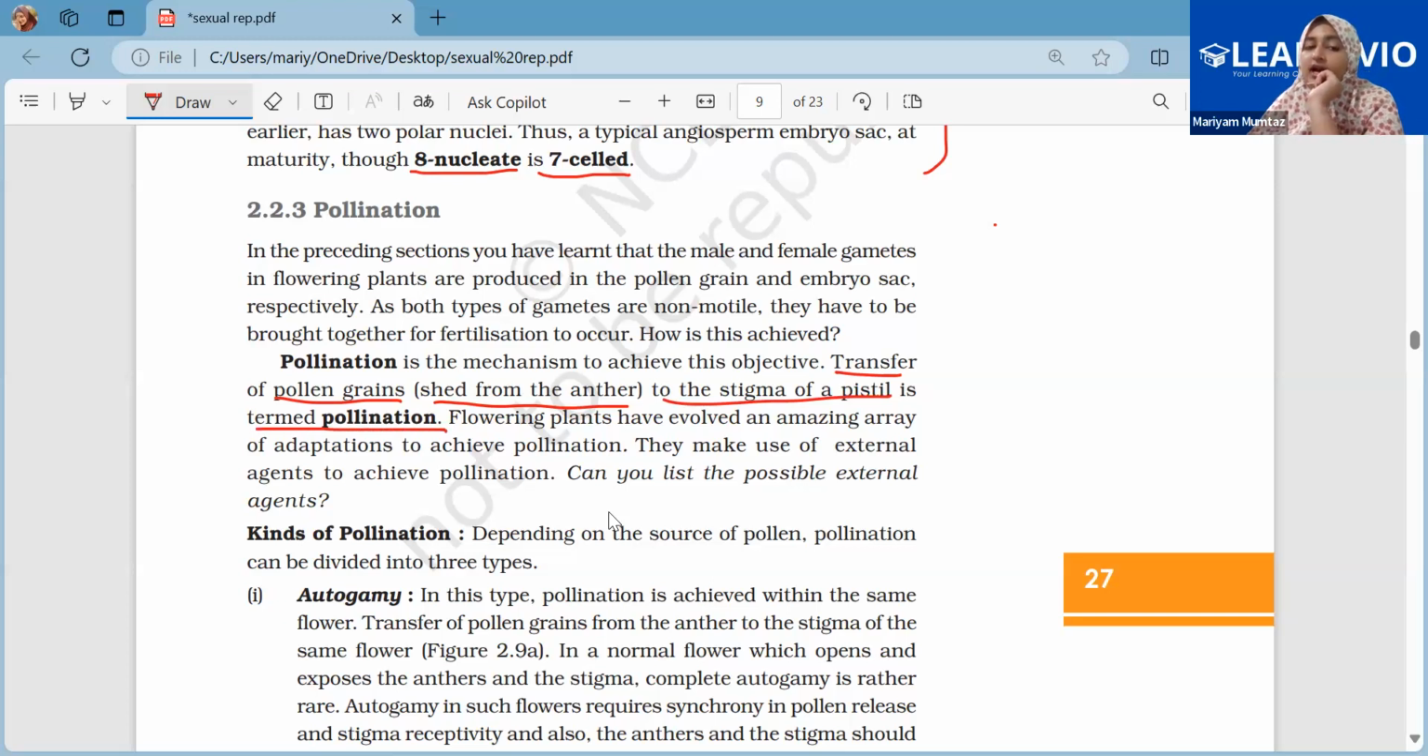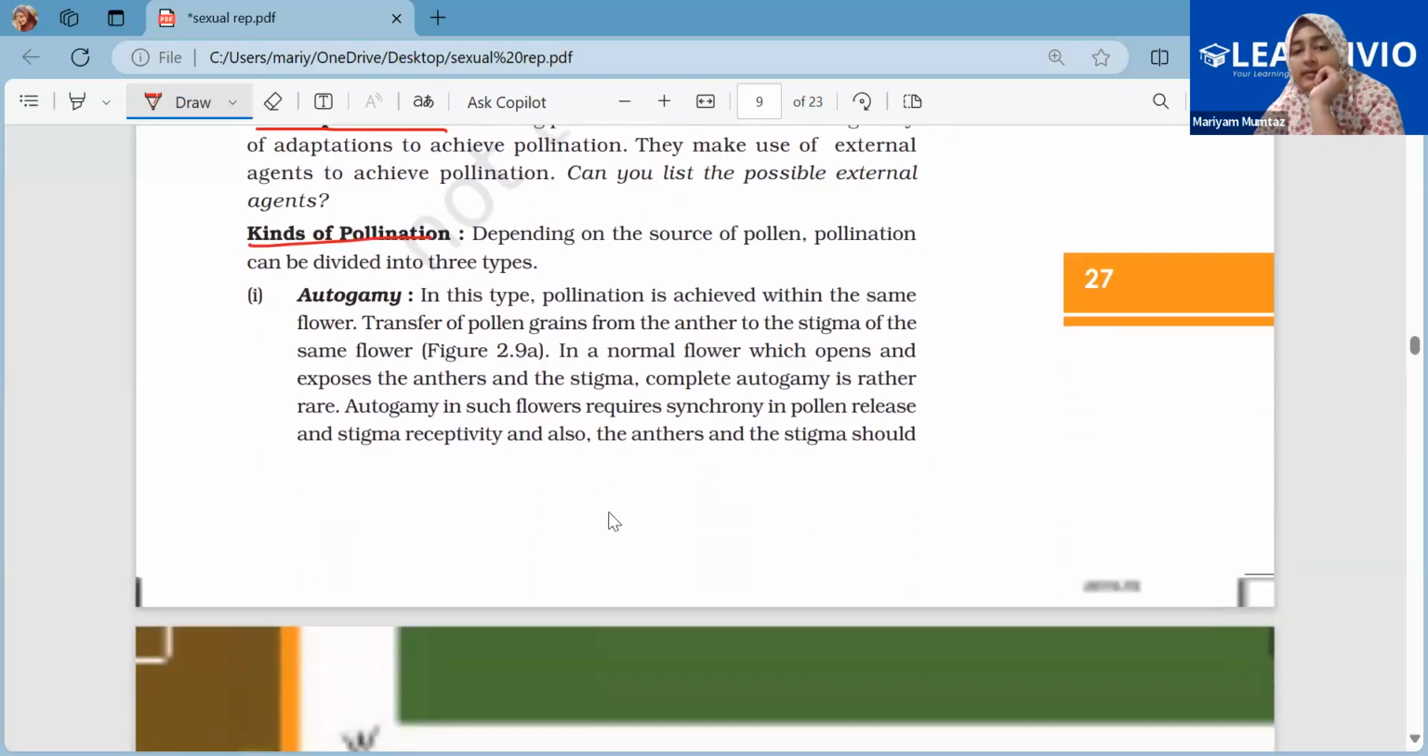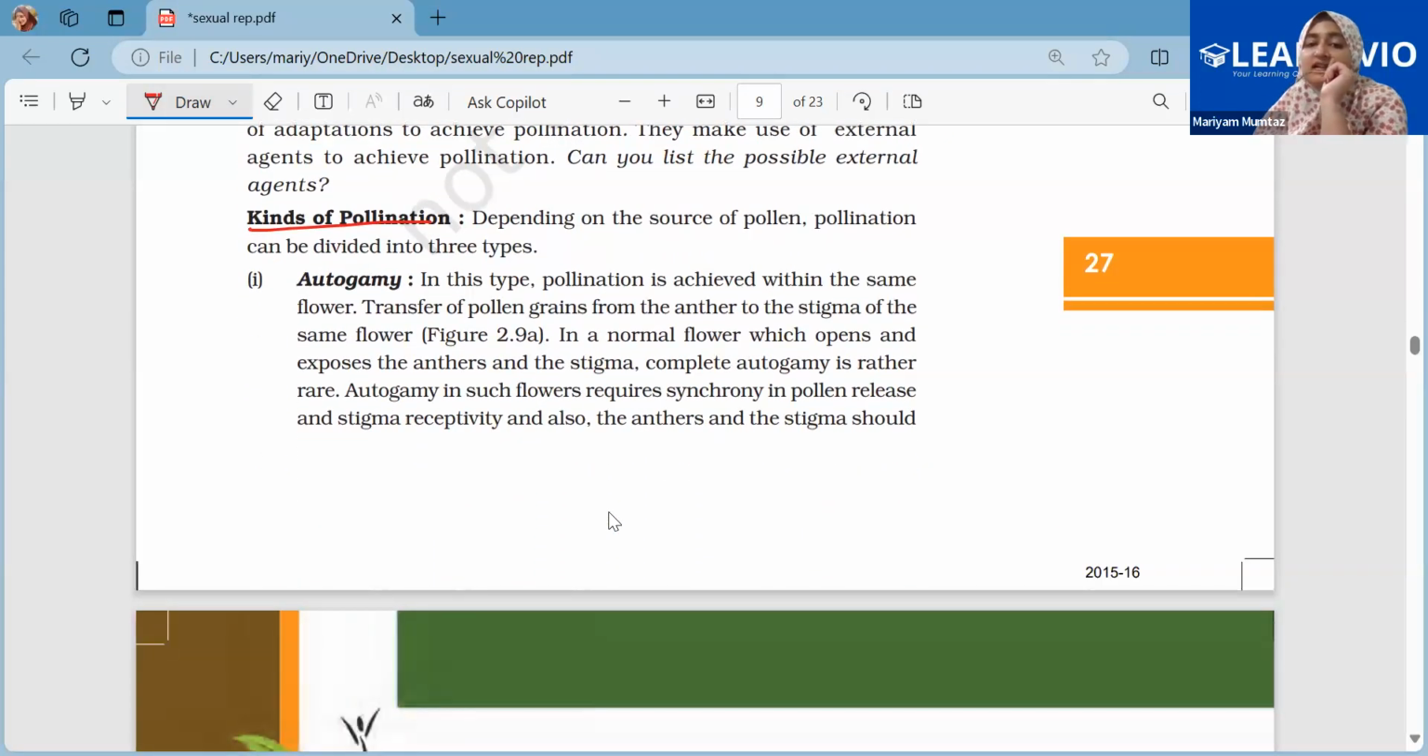Now, there are different kinds of pollination depending upon where the pollen is coming from. The first is autogamy, known as self pollination. In this type, pollination is achieved within the same flower: the transfer of pollen grains from the anther to the stigma of the same flower, where the male part and the female part are both present. So the pollen can be transferred in the same flower.